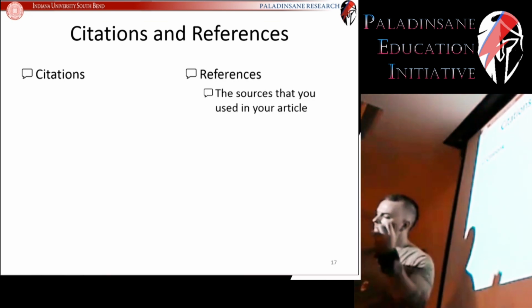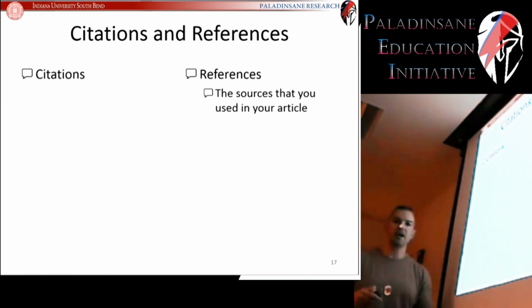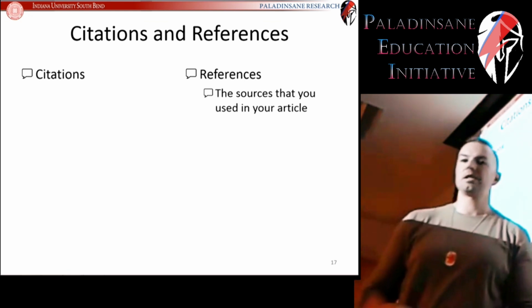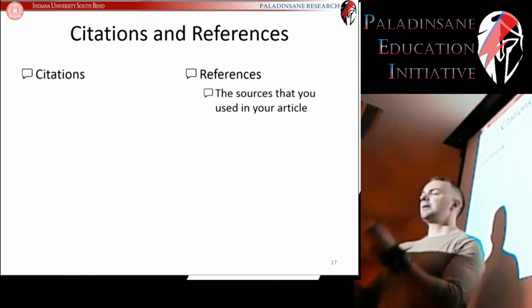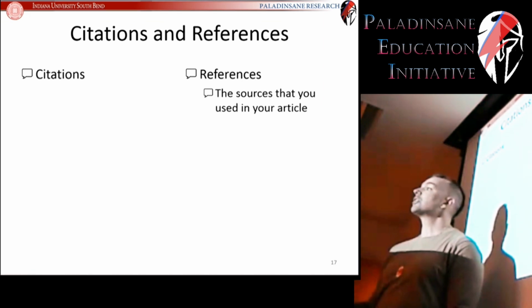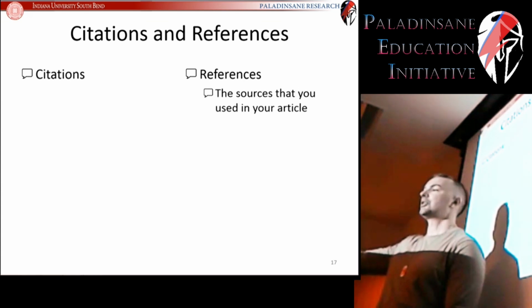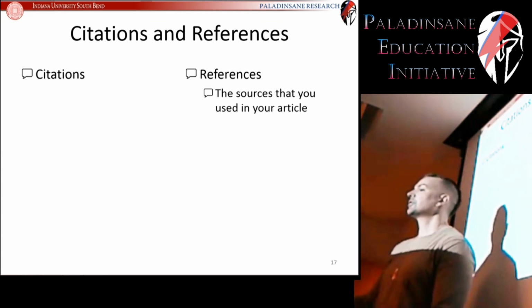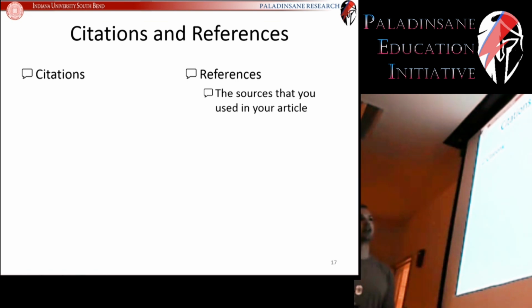Citations are the sources that you used. There it is. So, references are the sources that you used in your article. So when somebody says, oh, does this article have a lot of references? What they're asking is, does that article have a lot of information or a lot of background literature that it used in order to write the article? So the references are the sources that are going to be used in your article.